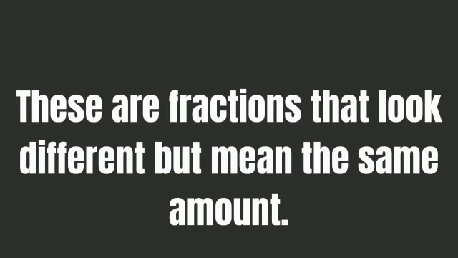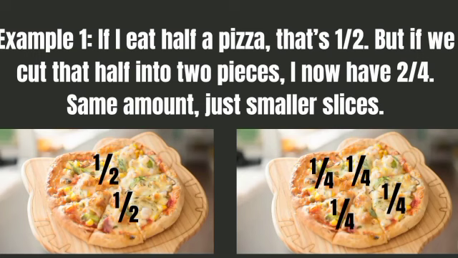Now let's talk about something magical, equivalent fractions. These are fractions that look different but mean the same amount. Example 1. If I eat half a pizza, that's 1 over 2. But if we cut that half into 2 pieces, I now have 2 over 4. Same amount, just smaller slices.